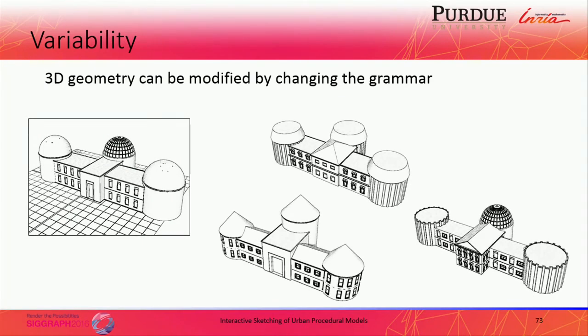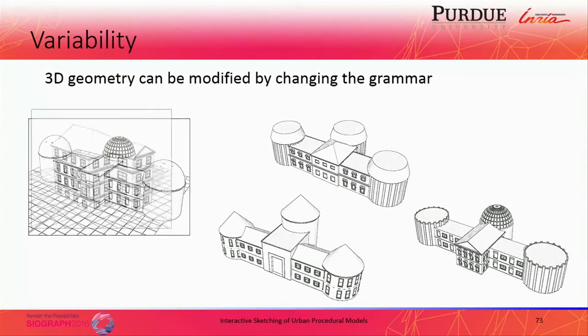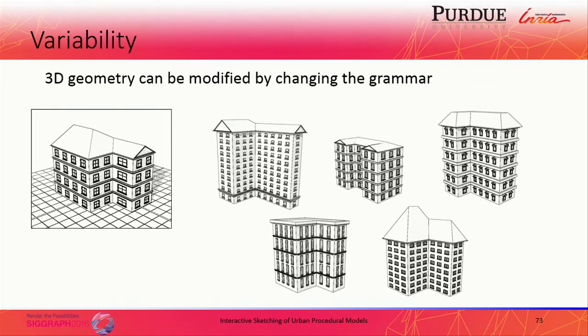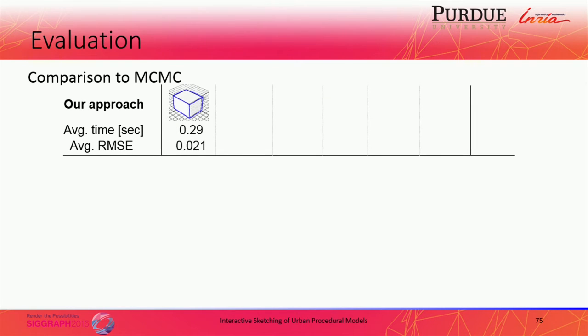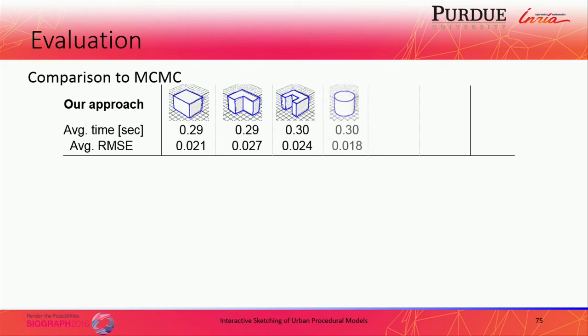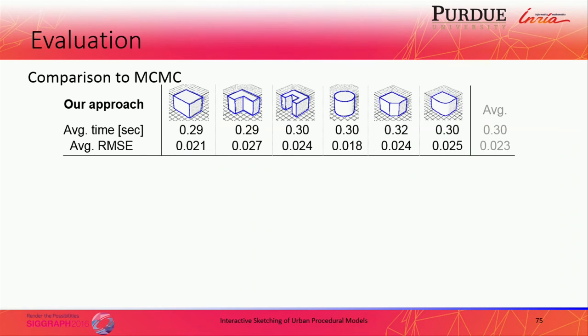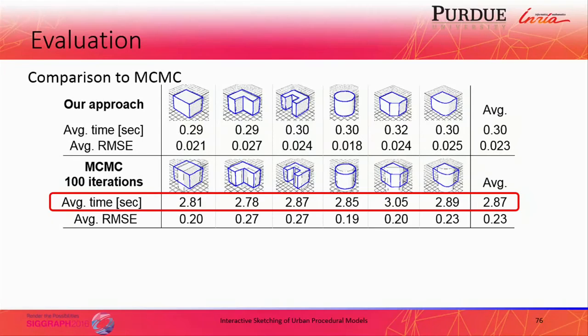For evaluations, we first compare our approach to MCMC. The user draws blue lines, and the 3D model appears within 0.3 seconds. Our CNN-based approach can quickly find the grammar snippet and estimate its parameter values very precisely. On the other hand, MCMC requires 10 times more time, and the root mean squared error is 10 times larger. In other words, MCMC requires a lot more time to achieve a high accuracy comparable to our approach.